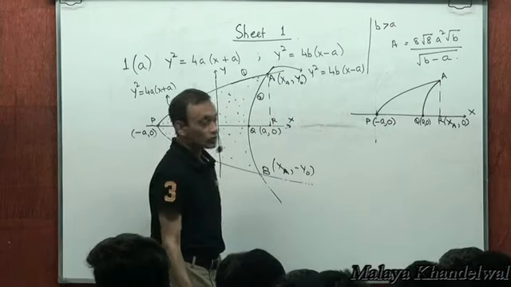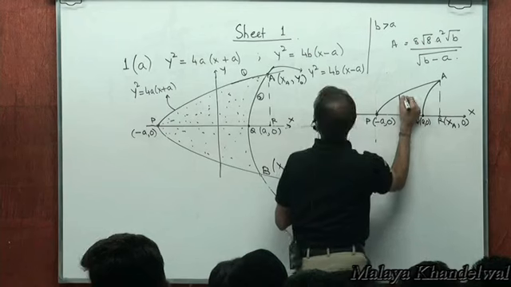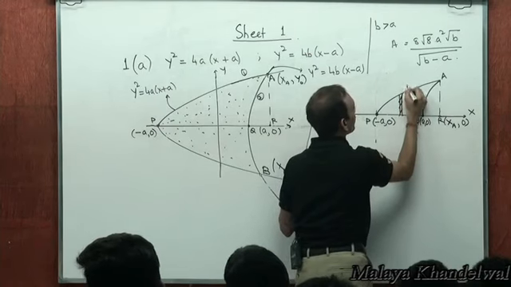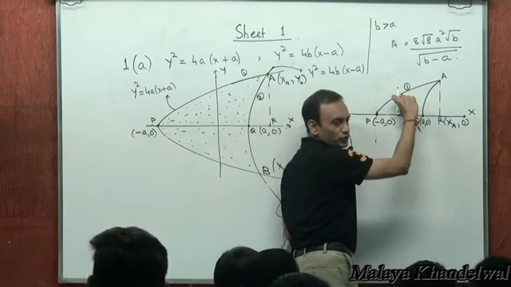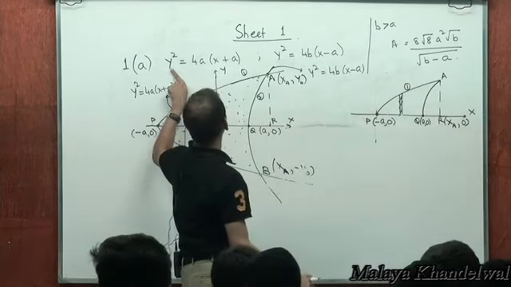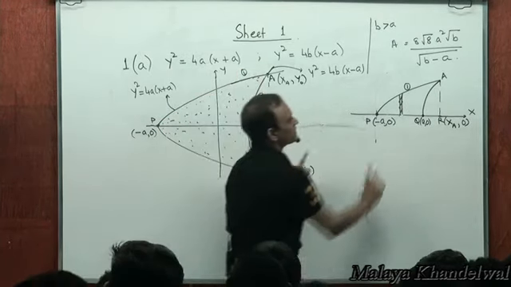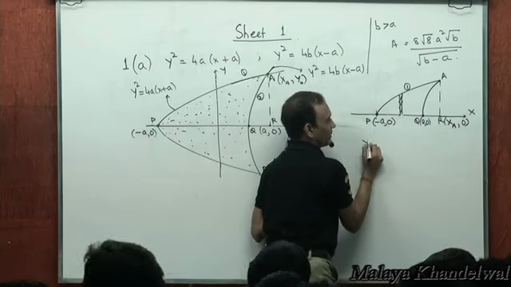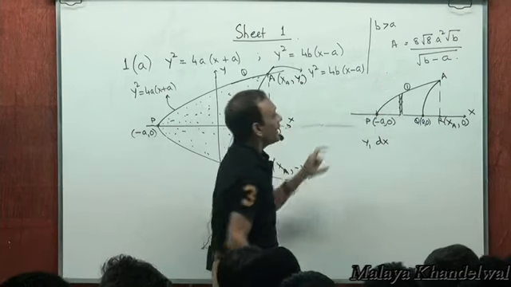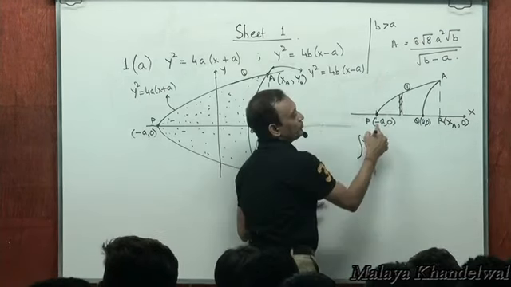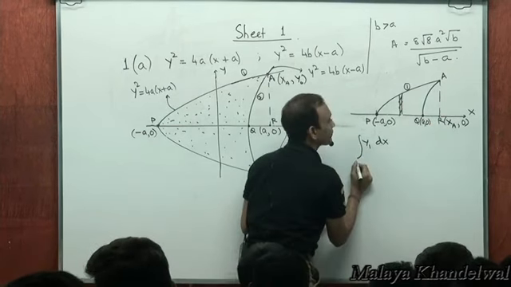This is the curve. What I could do is take strips like this, right. All these y's would be referred to as y1s, that means obtained from here. y1 squared would be 4a into x plus a. So then I could have done y1 dx, the area of the strip, and integrated from minus a to xa.